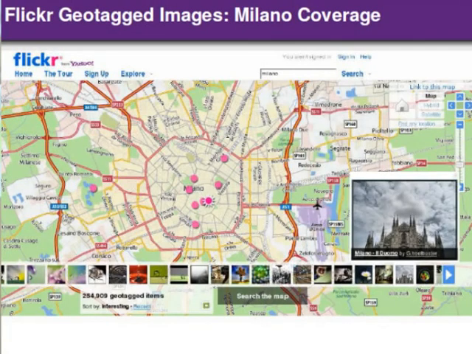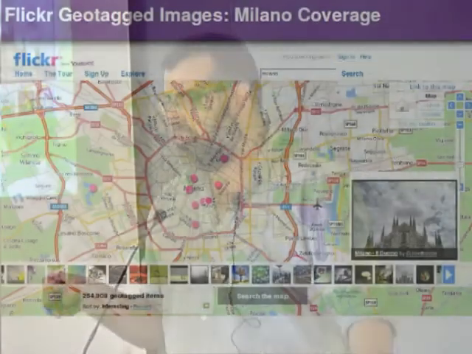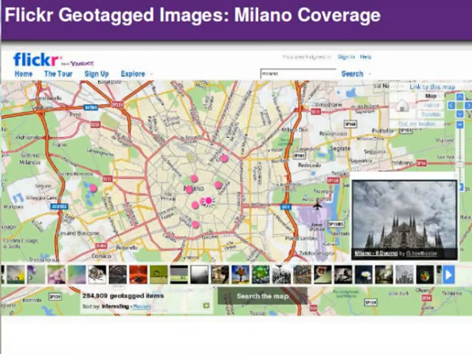So again, I will use Flickr, another example from Flickr. This is about geotagged pictures from Flickr. Today, or yesterday night, there were 250,000 pictures from Milano, tagged Milano, with geotagged information, so with geographic information. So we know the location where the picture was taken. Of course, the location of the photographer, not the location of the picture.